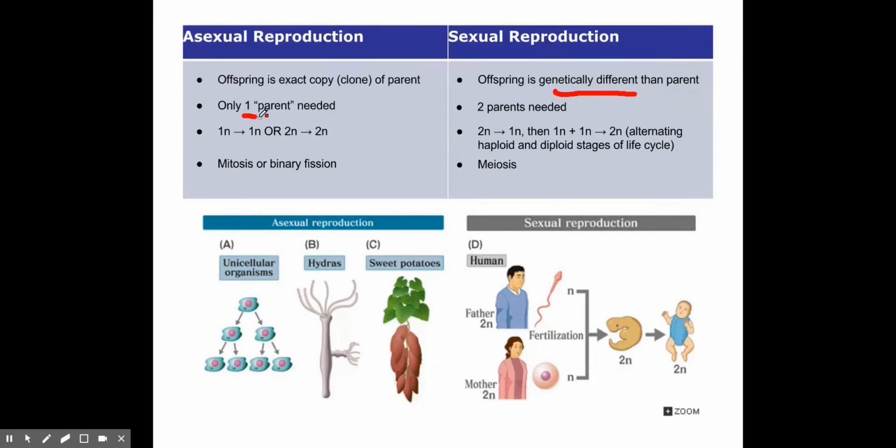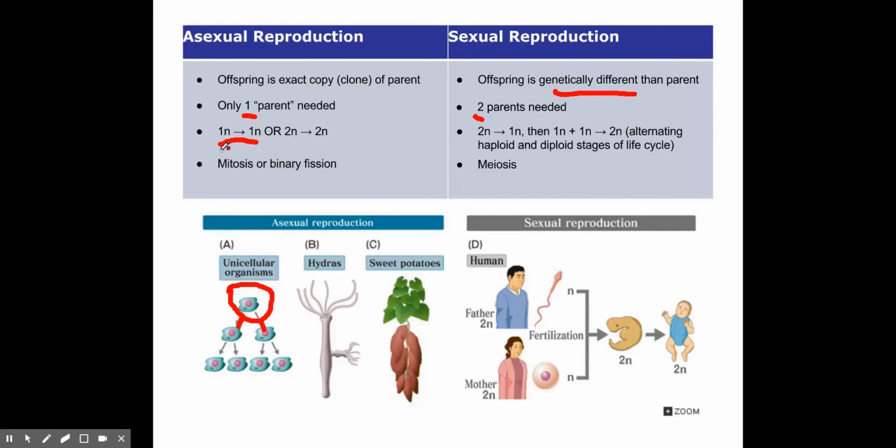In asexual reproduction, you only need one parent because one parent becomes the daughter cells. It divides in two, as we saw with mitosis. In sexually reproducing organisms, it's two parents that are needed in order to contribute the two sets of genetic information.